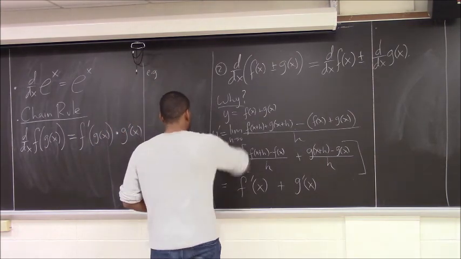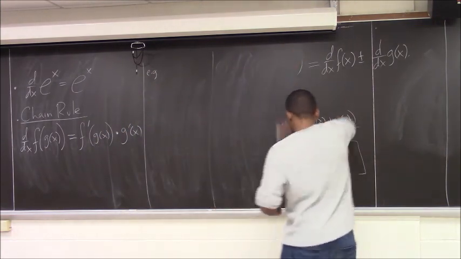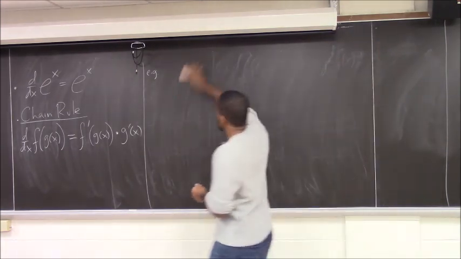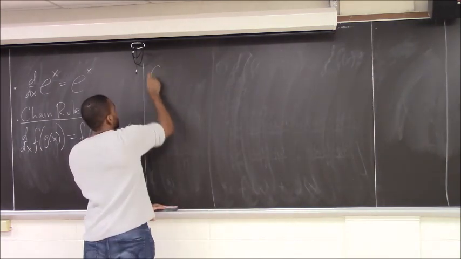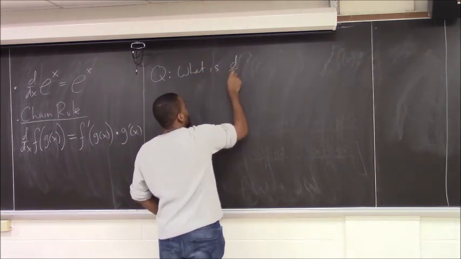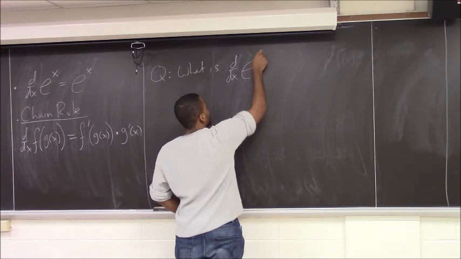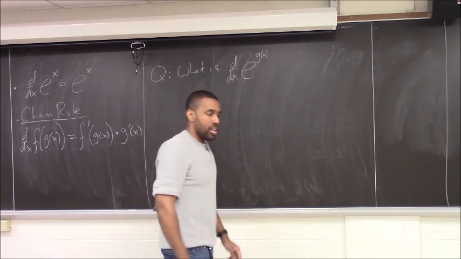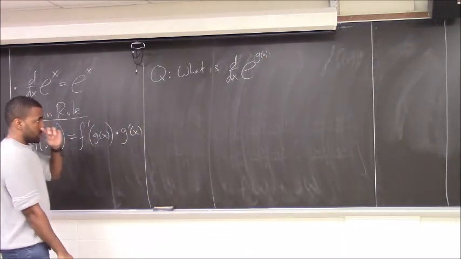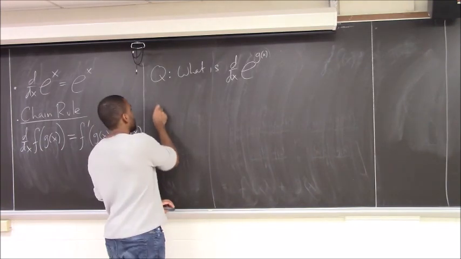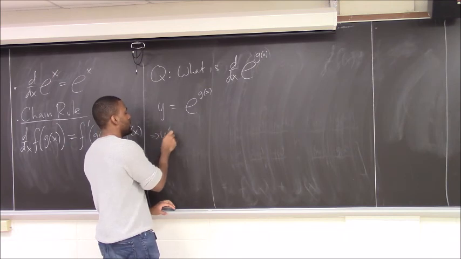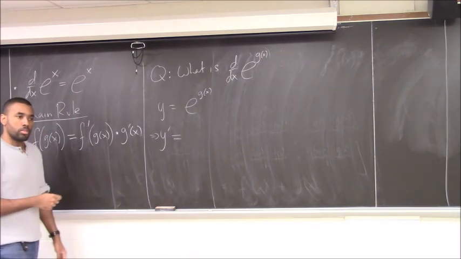So here's an example or a question. What is the derivative of e to some function? So not just e to the x, but e to some function. Instead of the x in the power, I plugged a function into the power. So if y is equal to e to the g of x, then my y prime is going to be, what do you think the answer is going to be?